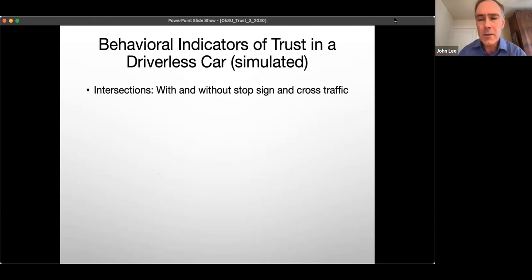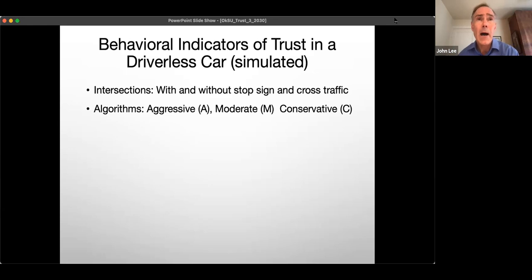Here we have people sitting in the simulator, but as passengers in the vehicle as it drives through a series of intersections with and without stop signs, with and without cross traffic. So they go on a journey. They go on that journey with 3 different types of algorithms: aggressive, moderate, and conservative.